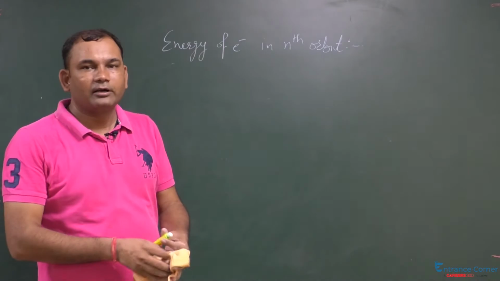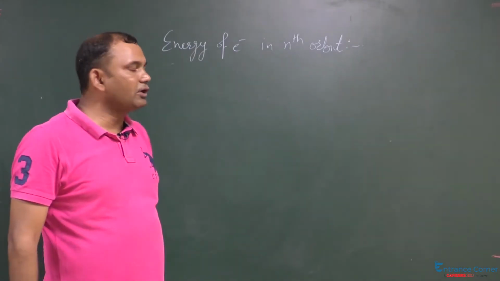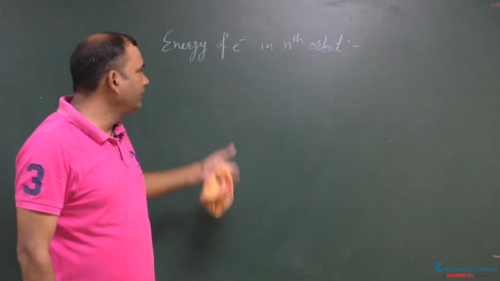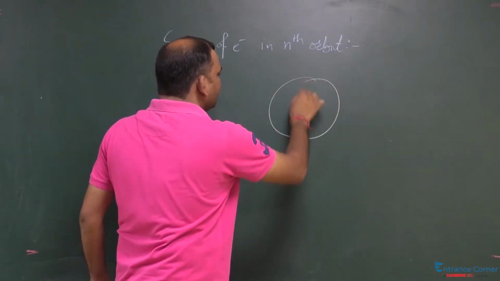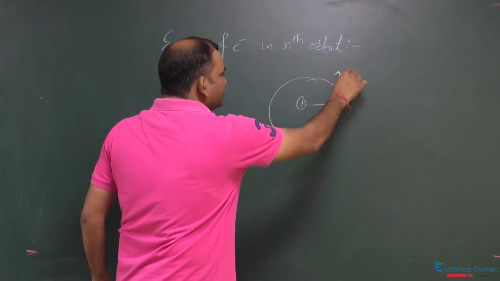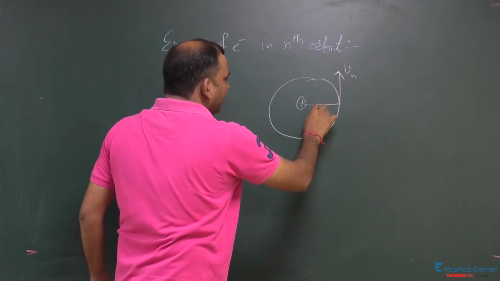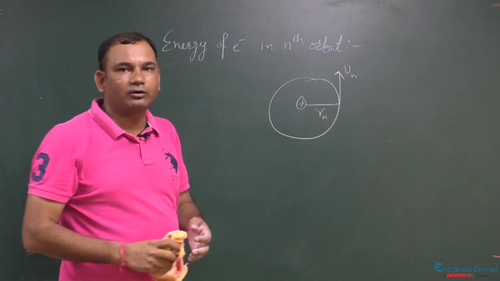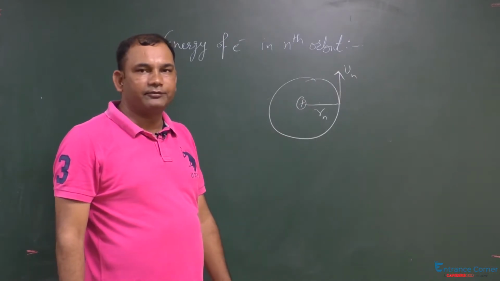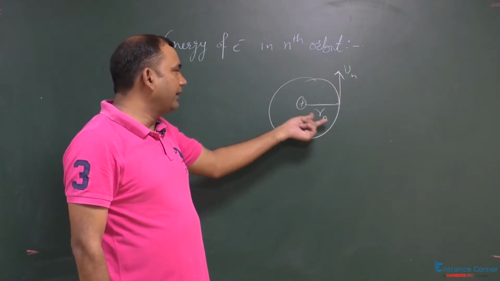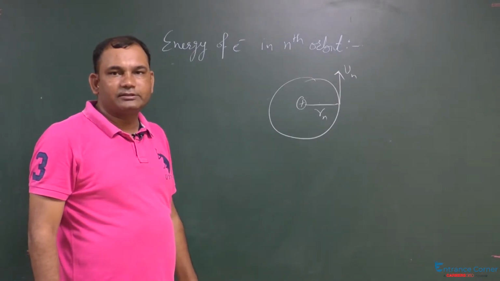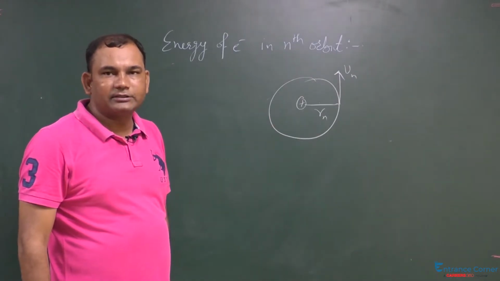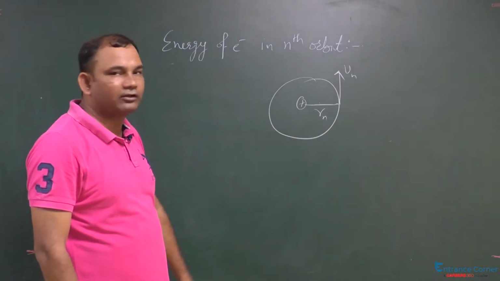Hello students, today's topic is energy of electron in nth orbit. When an electron revolves around the nucleus, it has two types of energies. If the speed of the electron in the nth orbit is Vn and the radius is Rn, one is kinetic energy, which is due to the speed of the electron.